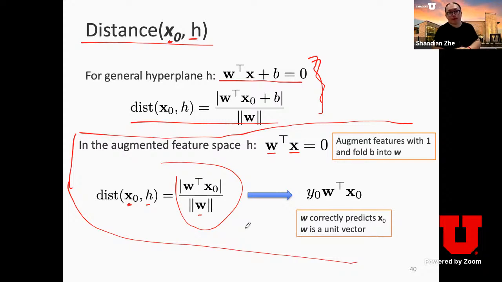And if we have a separating hyperplane, namely this H, or no, we should talk about augmented feature space. This separating hyperplane in the augmented feature space can well separate the positive examples from negative examples. Then we know that it can correctly predict every example, right? So then we can replace the numerator in the distance calculation by this product, y0, W transpose x0. Why? Any thought?